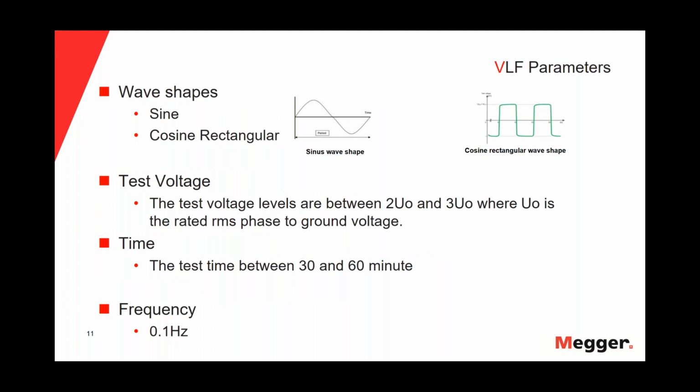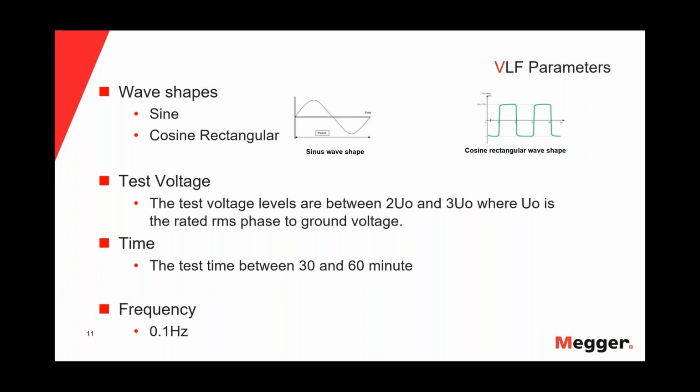The parameters involved in the BLF test are the wave shapes. We have mainly two wave shapes: the sine wave shape that you can see in the graphic on the left, and on the right we have the cosine rectangular wave shape. Of course, both wave shapes have advantages and disadvantages, and maybe we'll go through them in the next slides.